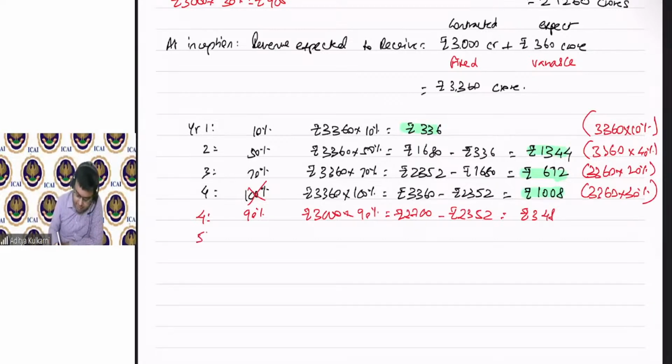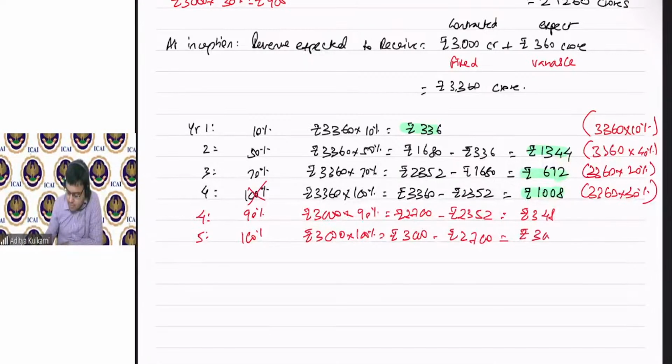And in the fifth year, you book 100%. So 3,000 into 100% is equal to rupees 3,000 minus, you had booked 2,700 earlier. So that gives you rupees 300 crores. Okay. So this is how you do the accounting.